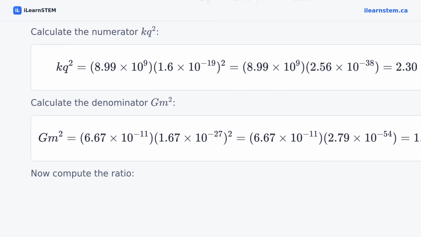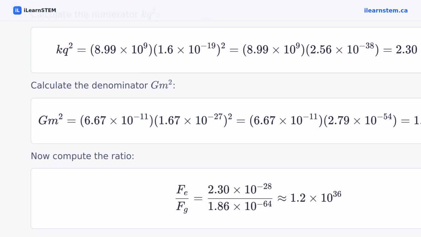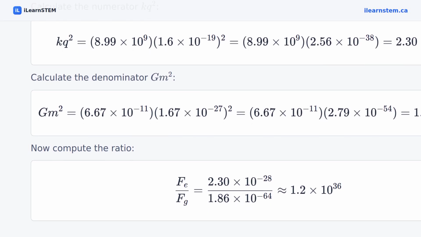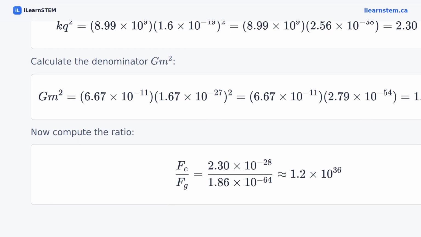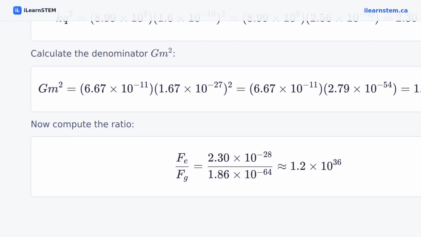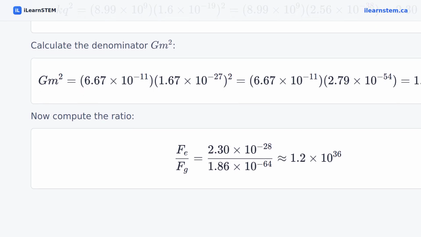Now compute the ratio. The ratio is 2.30 × 10^-28 divided by 1.86 × 10^-64, which is approximately 1.2 × 10^36.